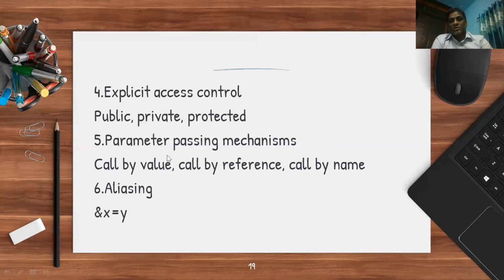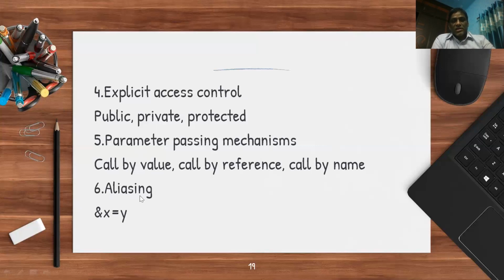Whereas in call by value, actual parameter values are copied to formal parameters only once, and even if actual parameters are changed later on, they will not be reflected in the functions. This call by name is not available in recent programming languages. Only these two, along with call by address, are available. So this is about parameter passing mechanisms.